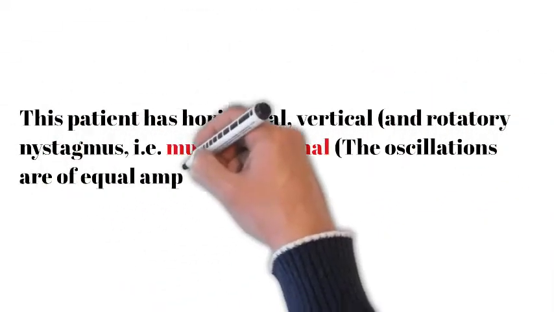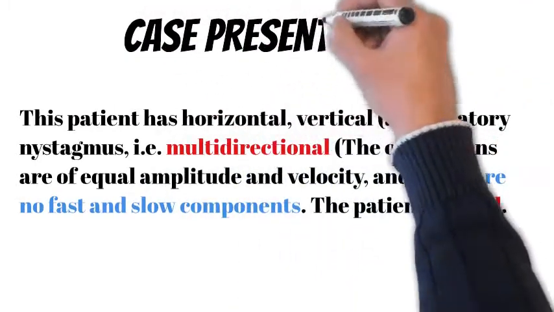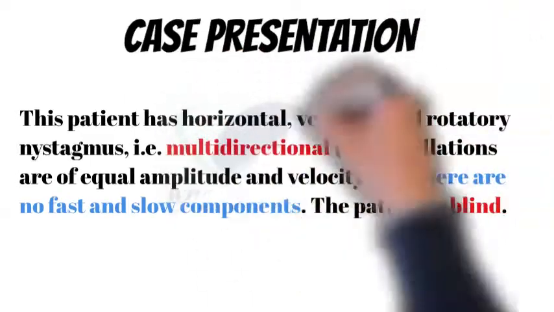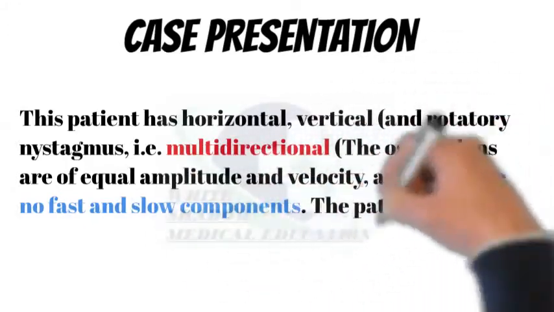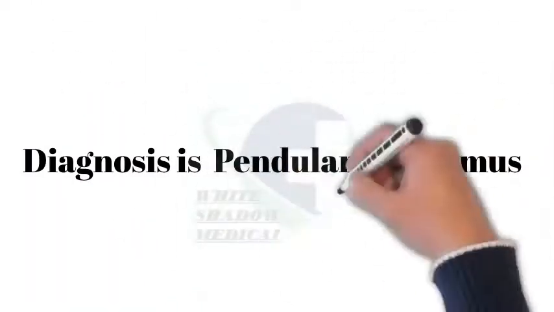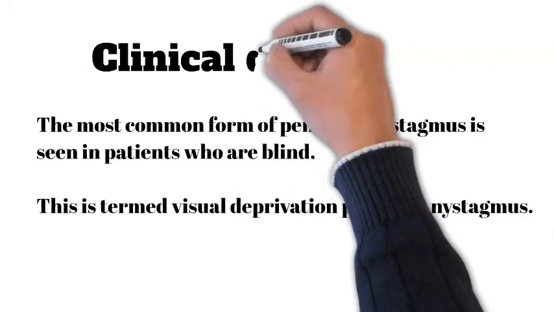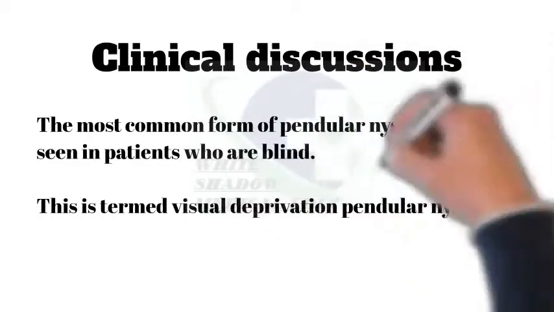Case 4. Case presentation. This patient has horizontal, vertical, and rotatory nystagmus, that is multidirectional. The oscillations are of equal amplitude and velocity. There are no fast and slow components. The patient is blind. Diagnosis is pendular nystagmus, also called visual deprivation pendular nystagmus. Clinical discussions. The most common form of pendular nystagmus is seen in patients who are blind. This is termed visual deprivation pendular nystagmus.